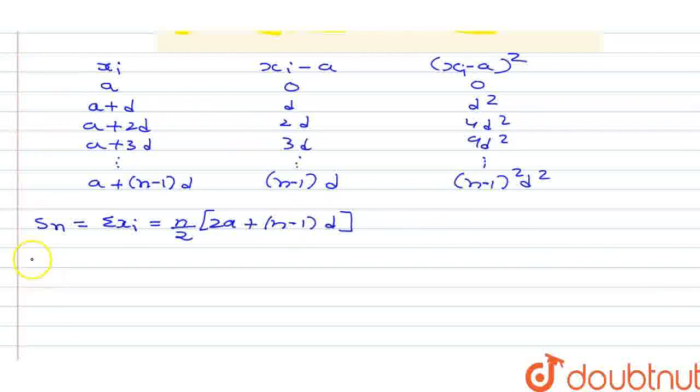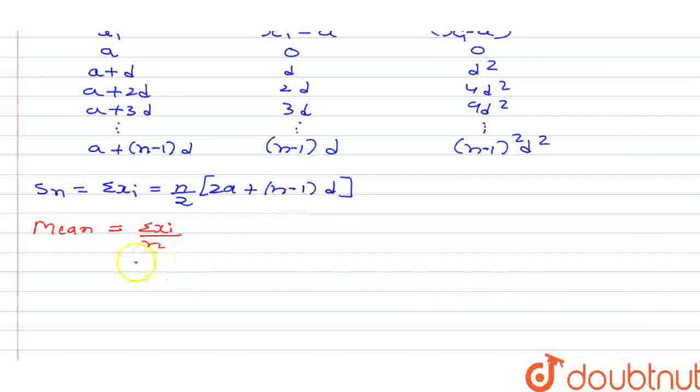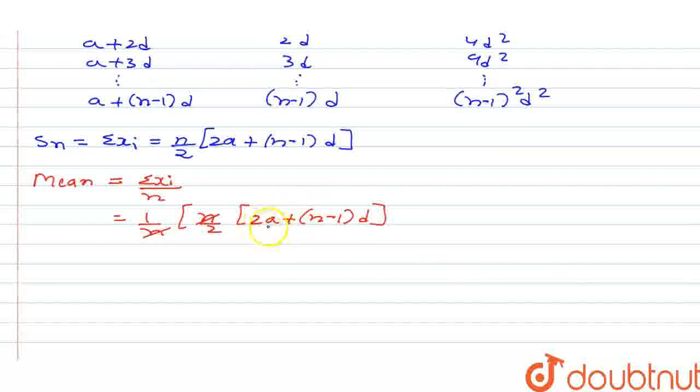So mean is basically sigma xi upon n. Correct? Now sigma xi is the sum of all the terms, that is n by 2 into (2a plus (n minus 1) into d), multiplied by 1 by n. Now we can see n will be cancelled out. So this is going to give us 2a by 2, that is a, plus (n minus 1) by 2 into d. So we can clearly say that this is the formula for mean. Now let's go for the standard deviation.